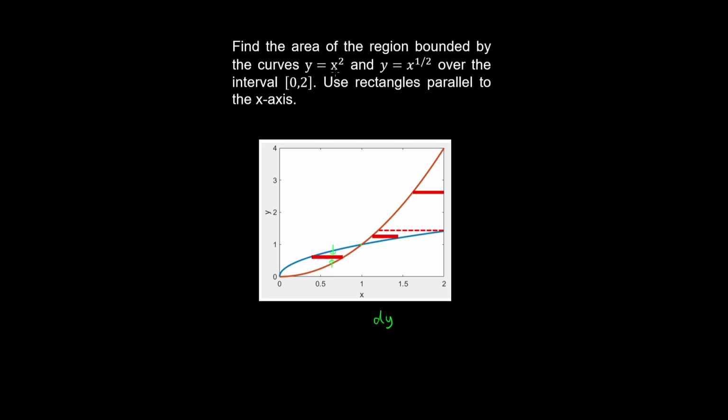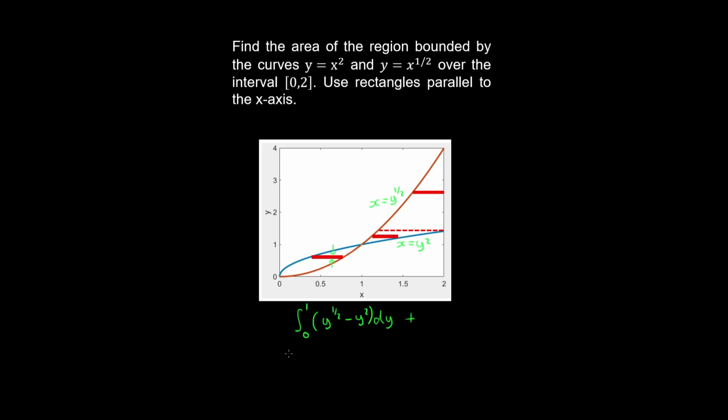So because we're integrating with respect to y, we're going to write the equation for the parabolic curve in terms of y, and the equation for the square root curve also in terms of y. Now for this first region, the parabolic curve lies to the right of the square root curve, so we subtract y squared to get the width of that rectangle, and then integrate from y equals 0 to y equals 1 to obtain the area of that region.